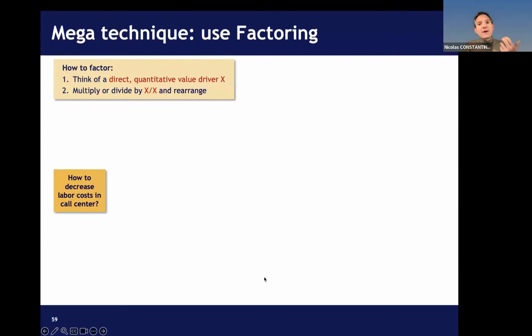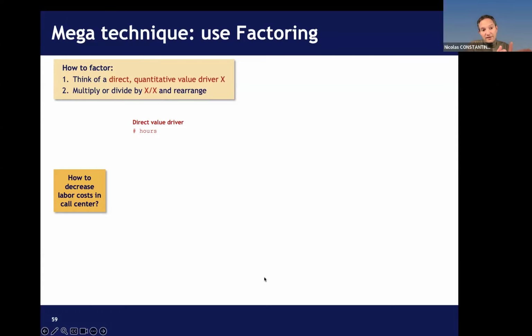And it's through this rearranging that we're going to create insight. So let me get concrete. If you think about a direct driver of the labor costs in the call center, like something really very close to it, it would be the number of hours that are worked in the call center. The more people work, the more we need to pay them. The less they work, the less we need to pay them. Okay? So direct value driver is the number of hours worked.